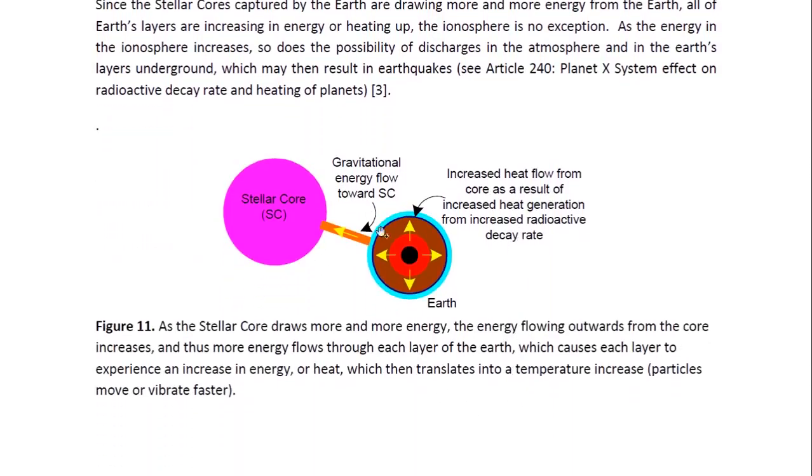And this is also illustrated here, how the stellar cores draw energy from the Earth. More and more energy will come from the Earth's core and will leave the Earth's core and go through all of the Earth's layers, thus heating up every single layer. This leads to the magma inside the outer core of the Earth to heat up and expand, and thus will tend to go through any cracks it can find and try and find its way to the surface. And this will lead to more earthquakes, but it will lead to volcanic eruptions as well.